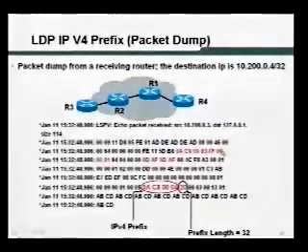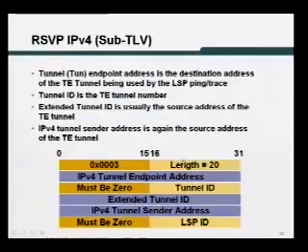Here's a packet dump, which shows that we are sending this prefix plus the mask, and this is the UDP port number, and the source address and the destination, which is the 127 address, if you decode this.